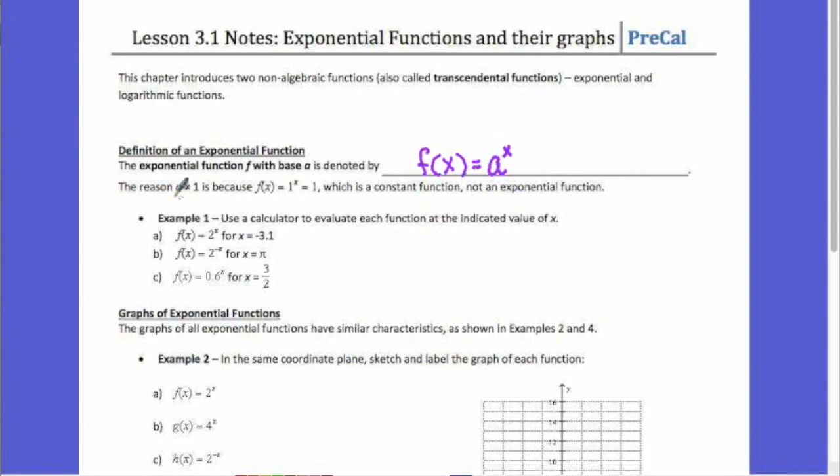Down here, please note that a cannot be 1 because 1 raised to any power is still 1, which is going to be a constant function. That's just your horizontal line. It's not an exponential function.